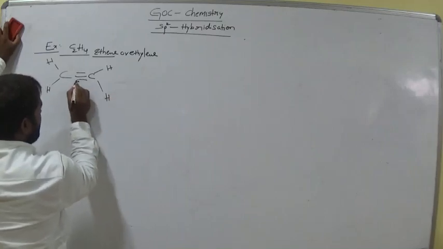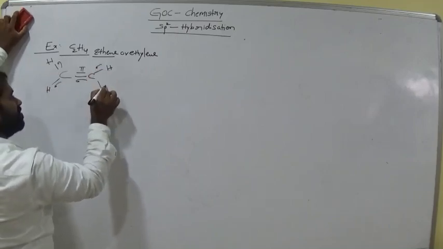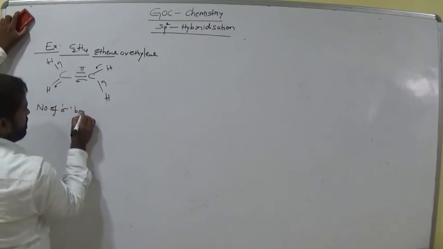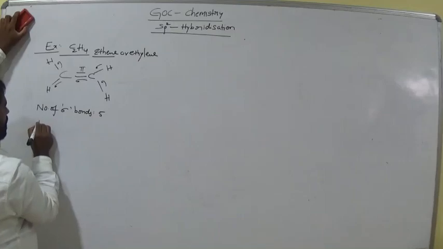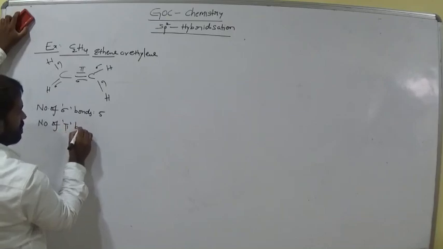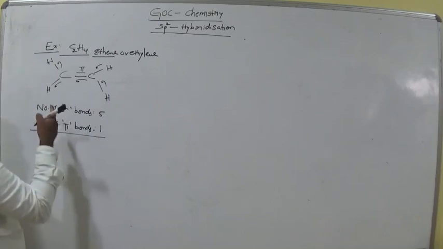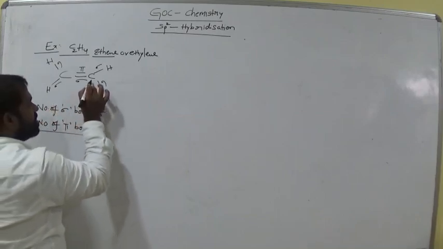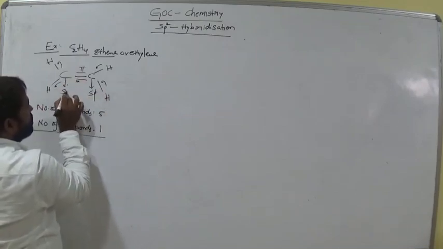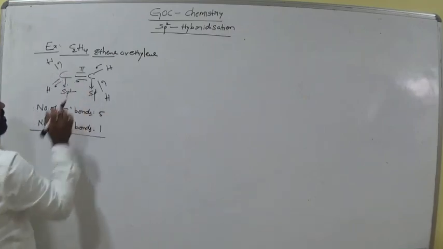In that, one is a sigma bond, another one we call a double bond. Here it is a sigma bond, it is a sigma bond, it is sigma. Number of sigma bonds: 1, 2, 3, 4, 5. Number of pi bonds: 1. Am I right? Okay. Now I would like to explain the hybridization. The hybridization of these double bonded carbons is sp2. For triple bond, sp. Both sides double bond, sp. For only one double bond, it is sp2.